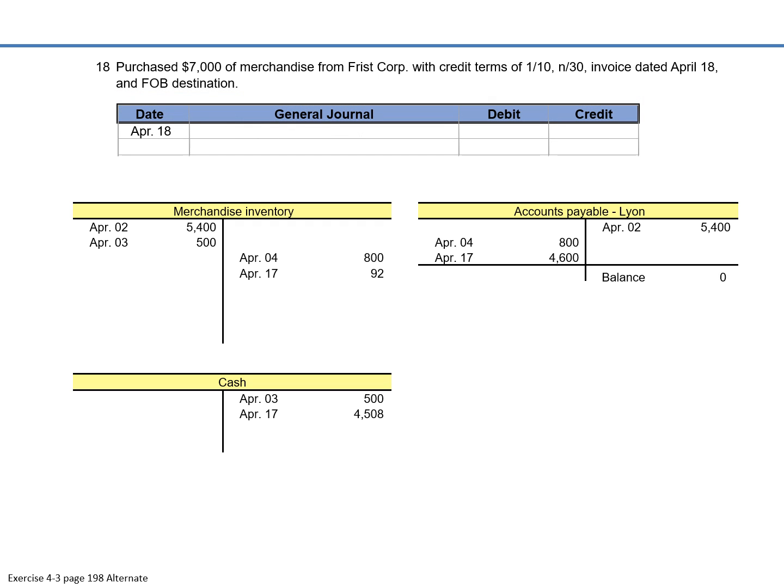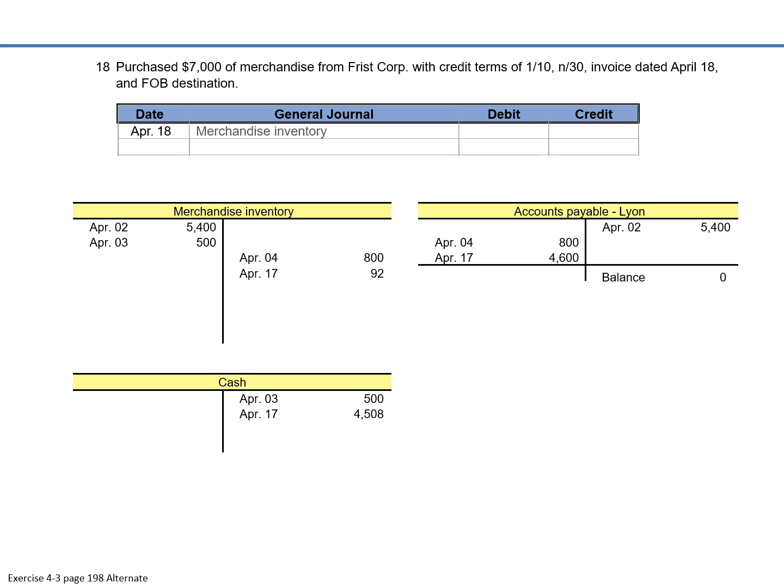Then in the next transaction, we purchased $7,000 of merchandise from Frisk Corp with credit terms 1/10, net 30, so 1% discount if you pay within 10 days. Pay the net if you pay within 30. The invoice is dated April 18th and it's shipped FOB destination, so we are not responsible for shipping costs. They do not become ours until they reach our destination as the purchaser.